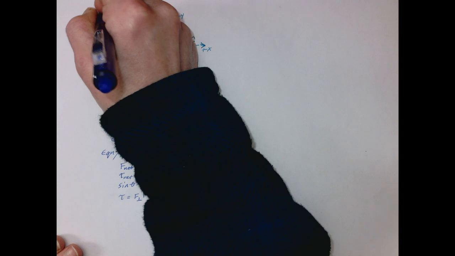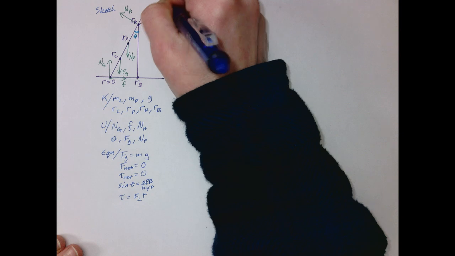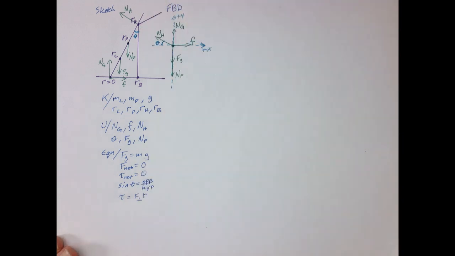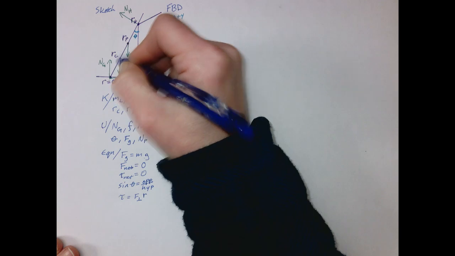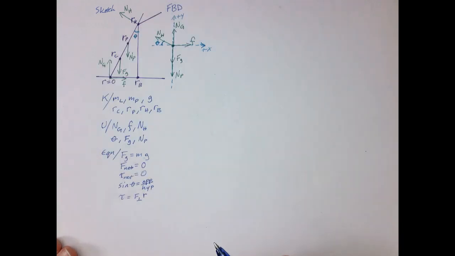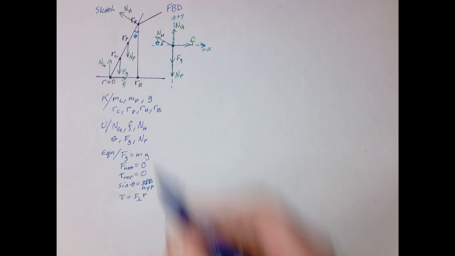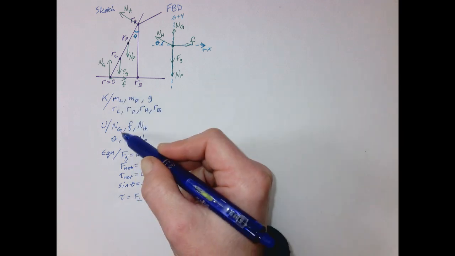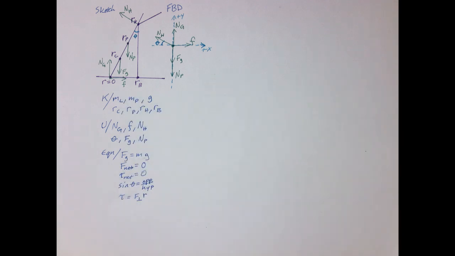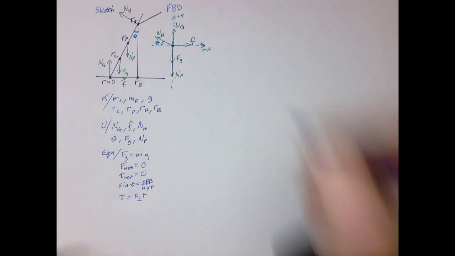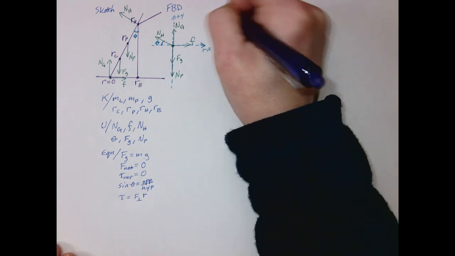So we've done the setup for this problem. We've drawn a sketch. We've drawn a free body diagram. And we've identified the locations that forces are applied to the object in our sketch. We've listed our knowns, our unknowns, and our equations. Next, we'll work through a symbolic solution for this problem.